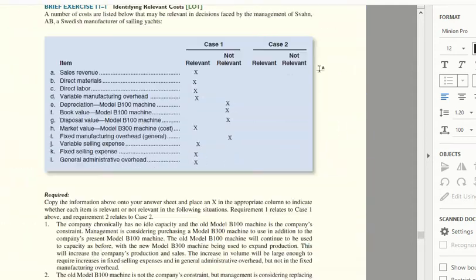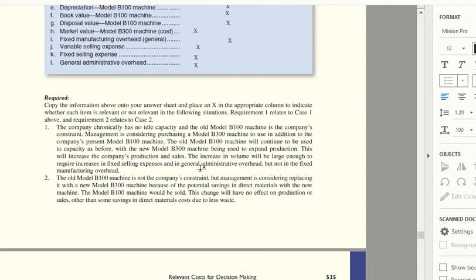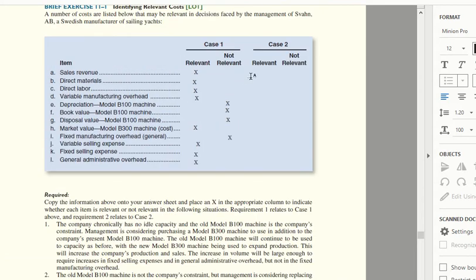So, relevant and not relevant. It said everything's going to stay the same except for direct materials with the new machine, and this B100 would be sold. So depreciation doesn't matter, book value doesn't matter, but this disposal value will matter because you could get money from selling the machine, which we didn't do before. No effect on production or sales, but some savings in direct material costs. So no change here, right? So not relevant. Direct materials is where the saving is happening, so it'd be a positive saving if we're saving money. Direct labor, it didn't say there was going to be much happening there.